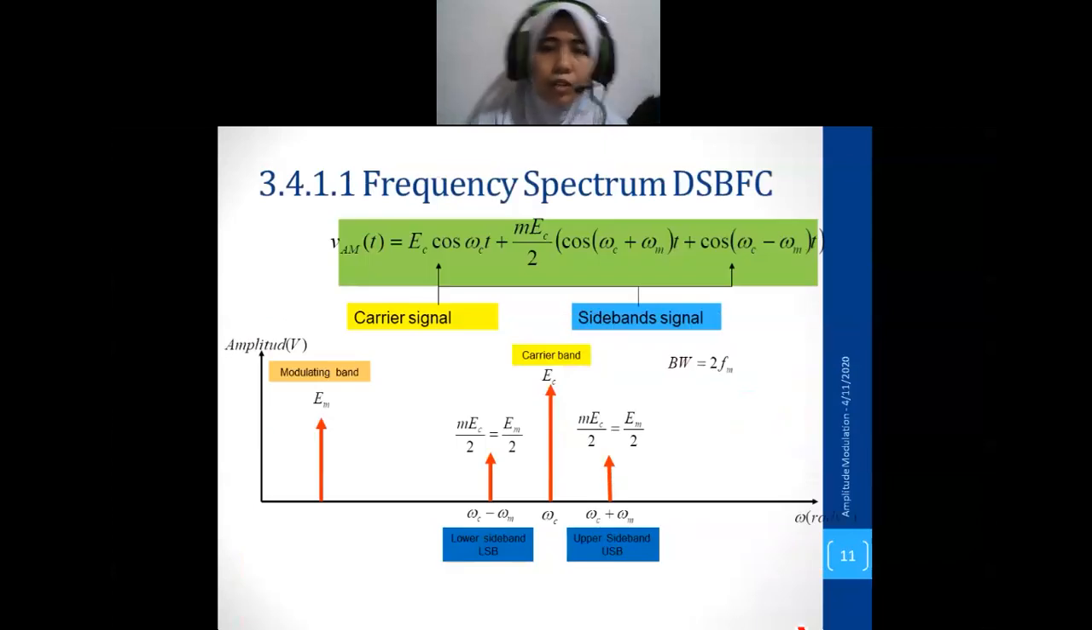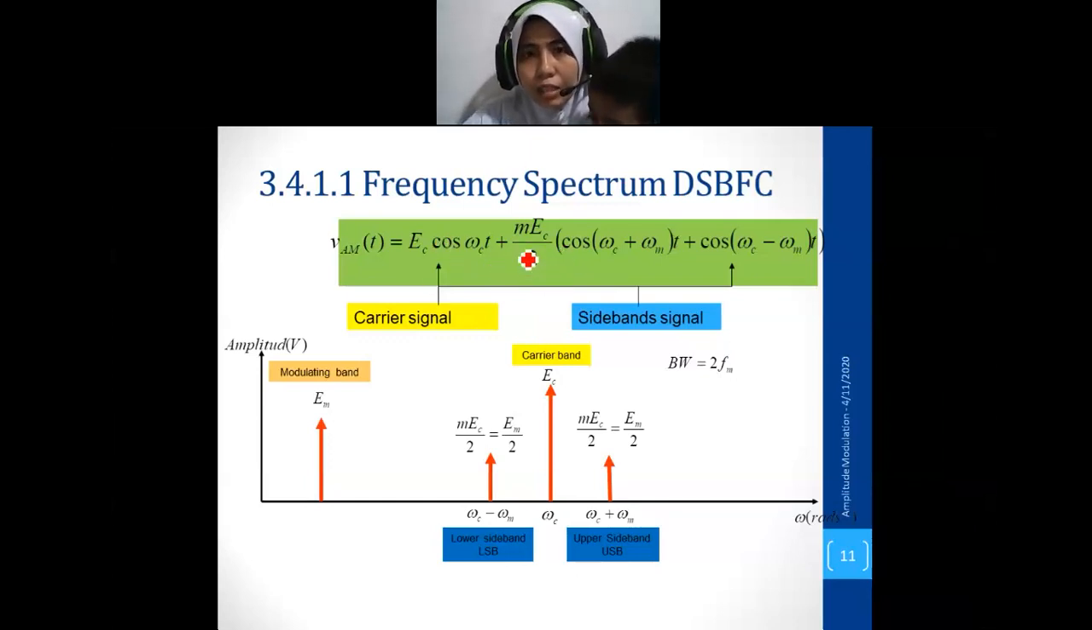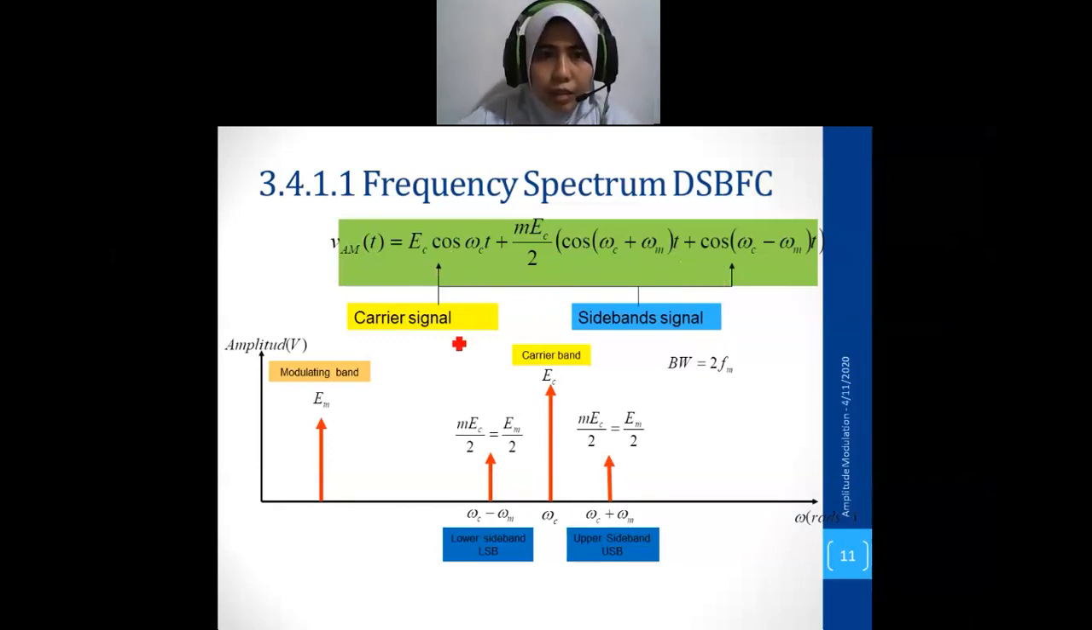From the previous equation, we have EC cos omega CT plus MEC over 2 multiplied by cos omega C plus omega MT. This one, EC, is from the carrier signal, and this one is the modulated signal. This is the sideband. And this is the frequency spectrum. When I ask you to draw the frequency spectrum, it means this one.